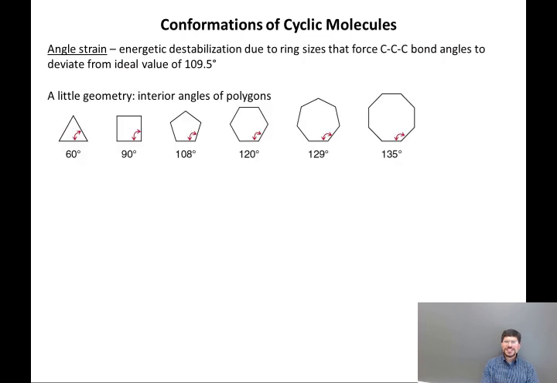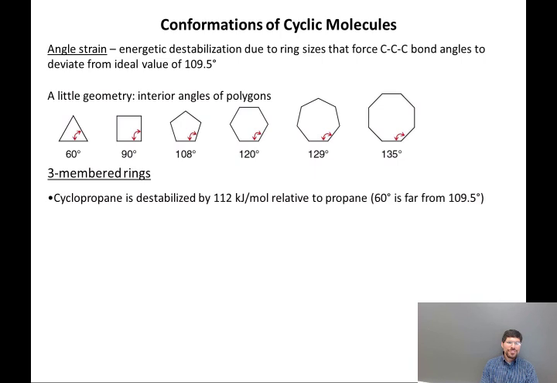Okay, so let's review a little bit of geometry and look at the interior angle size of various different polygons. A triangle, which we could approximate for a 3-membered ring, has an equilateral triangle at least, has an interior angle of 60 degrees. A square has an interior angle of 90 degrees. A pentagon has an interior angle of 108. A hexagon is 120. A heptagon is 129. And an octagon is 135.